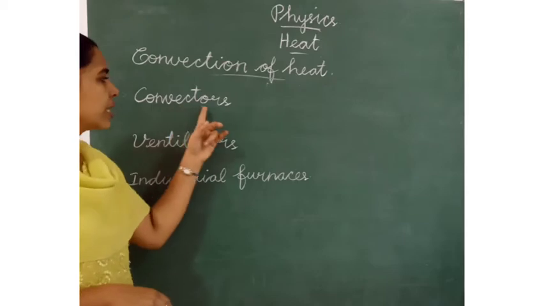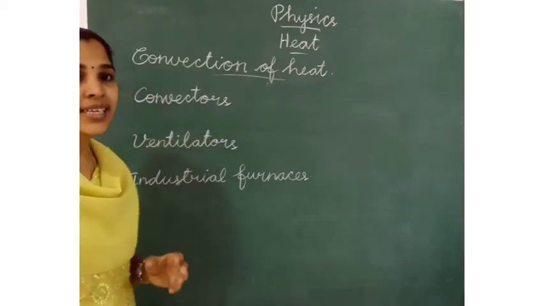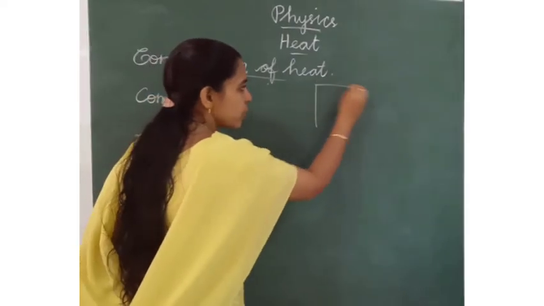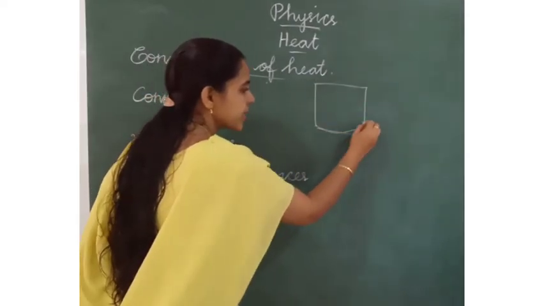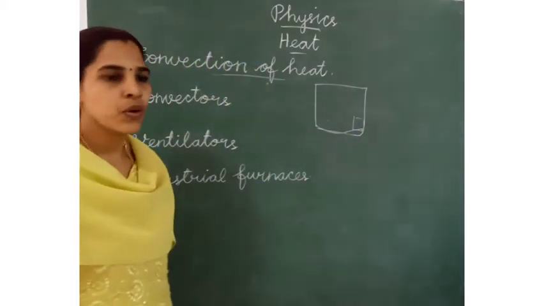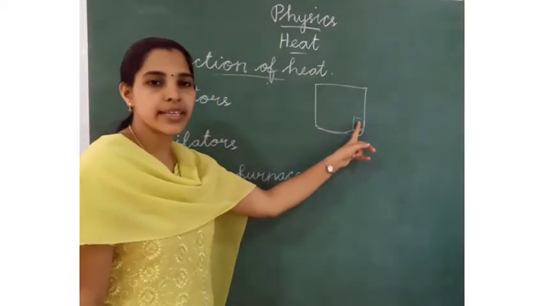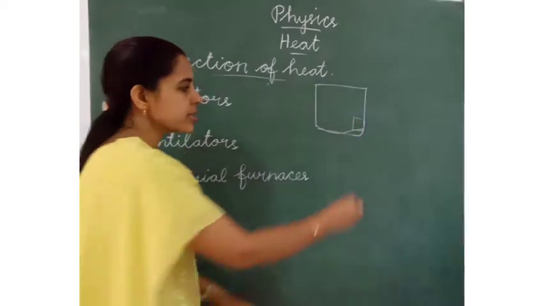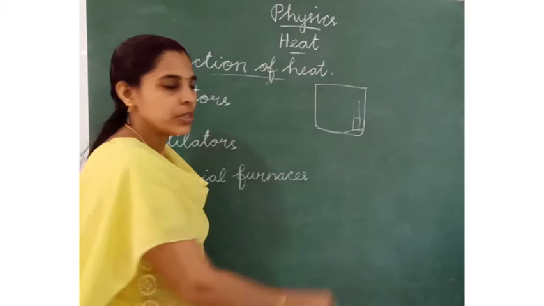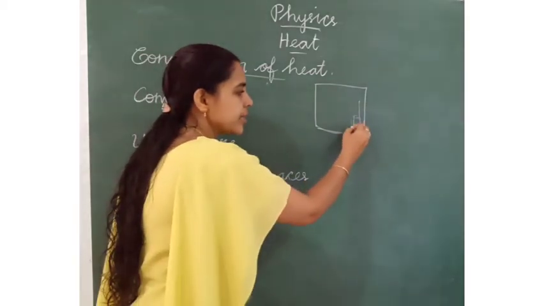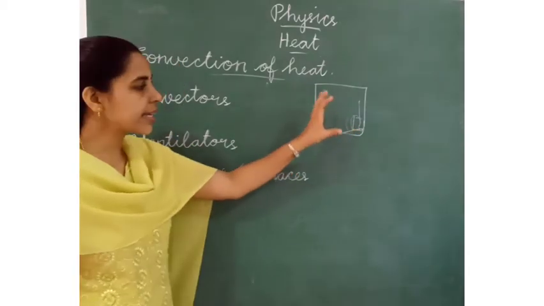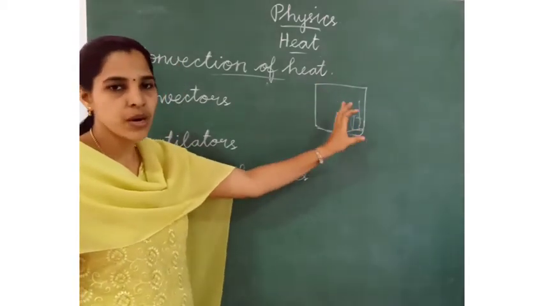Okay. So, if we keep the heater in the bottom of the room, this is the room, we should fix the heater at the bottom of the room. Why should we fix the heater at the bottom of the room? Because the warmer air rises up, and the cooler air will take its place. So, we can keep our room warmer.